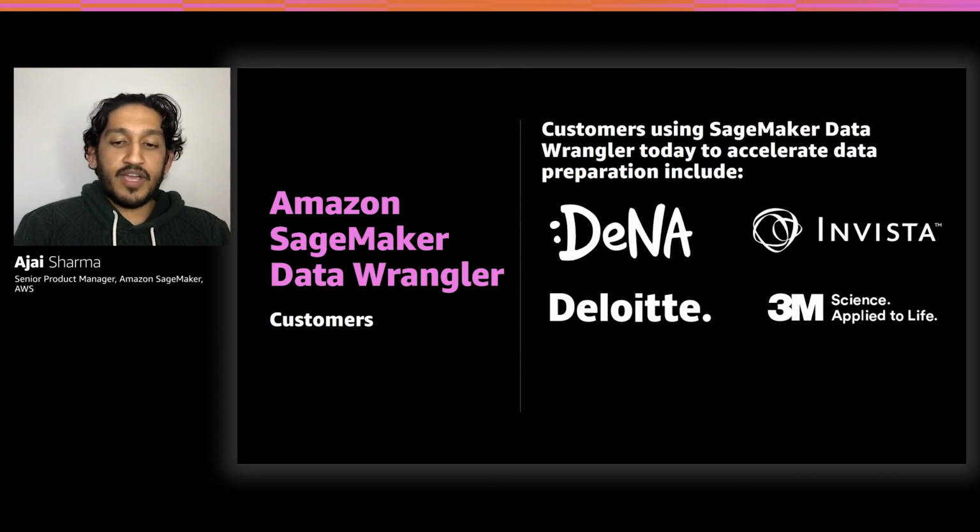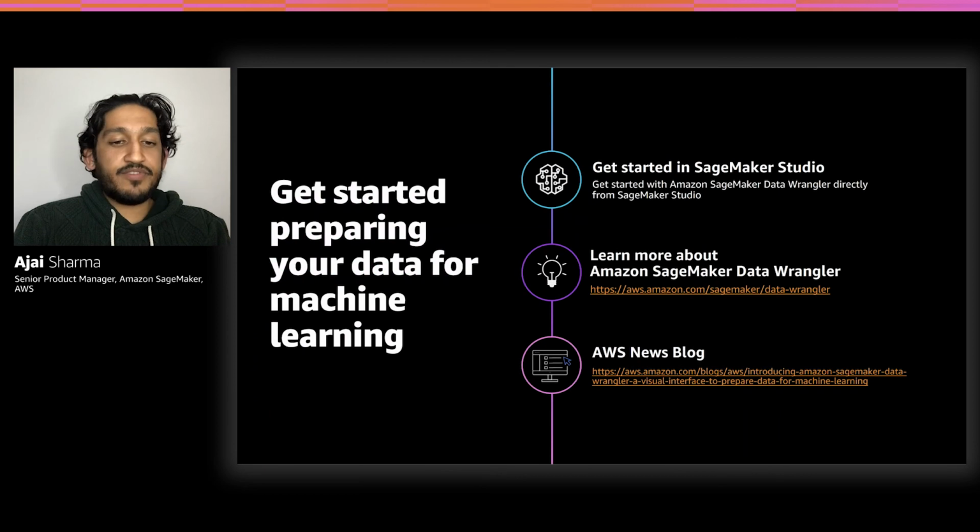Now I'd like to tell you how you can get access to Data Wrangler to start preparing your data for machine learning today. First, you can access Data Wrangler from inside of SageMaker Studio. Simply go to File, click New, and select Flow. This will open up a new Data Wrangler flow, which you can use to get started preparing your data right away. You can check out Data Wrangler on the SageMaker homepage, where we have blog posts and other tutorial material to help you go deeper into your Data Wrangler experience.